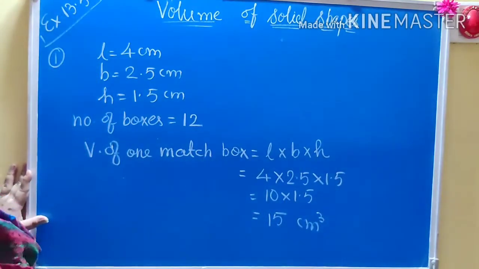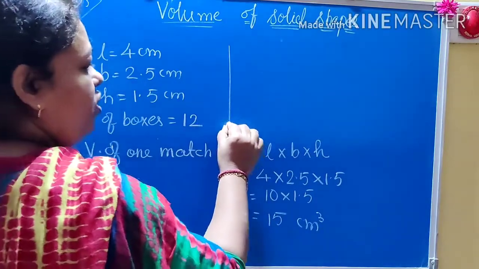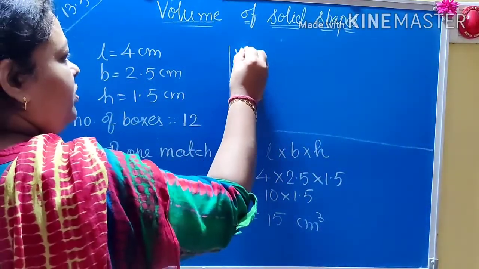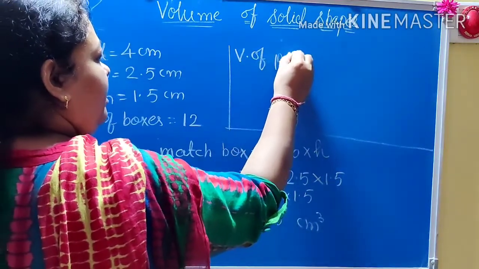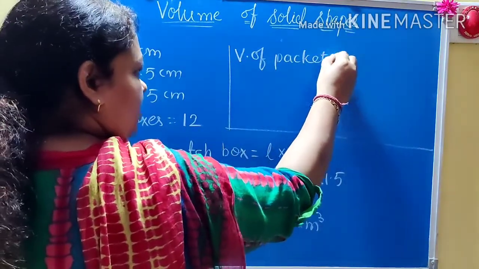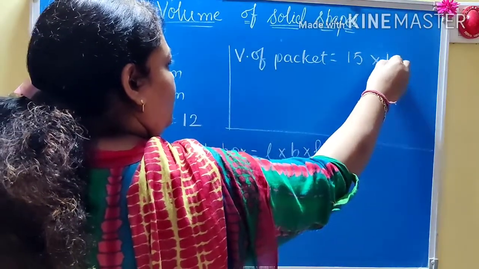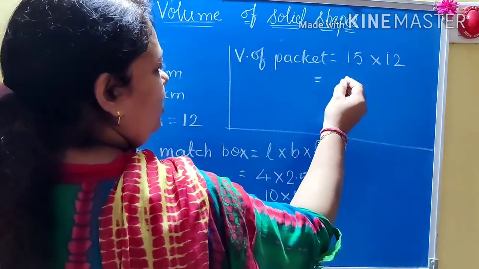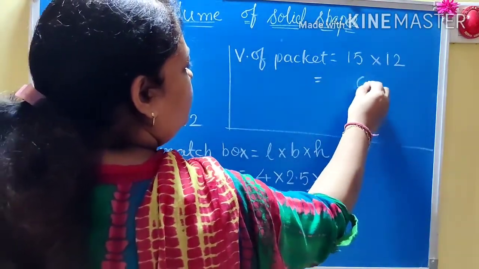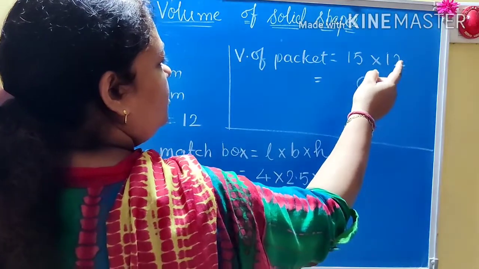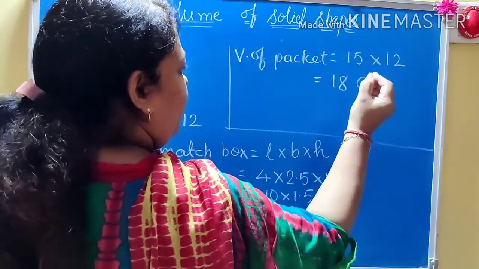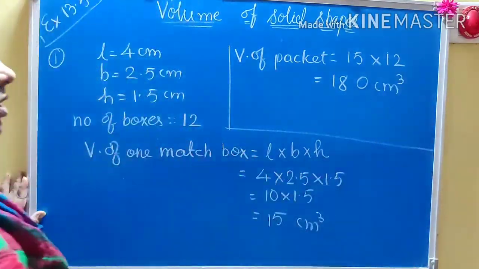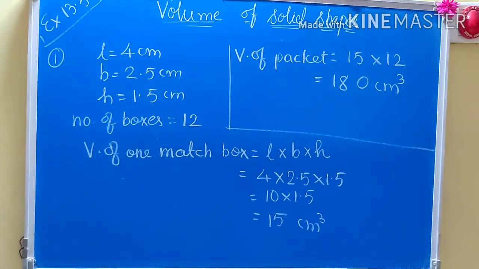Now this is the volume of one matchbox. We have to find the volume of the packet containing 12 such boxes. The volume of the packet is equal to 15 into 12, that is, the volume of one matchbox into the number of boxes. So it will be 180 centimeter cube. That will be the volume of the packet.